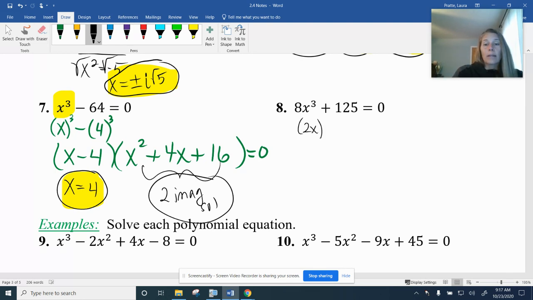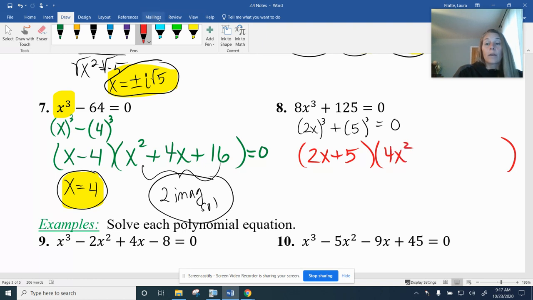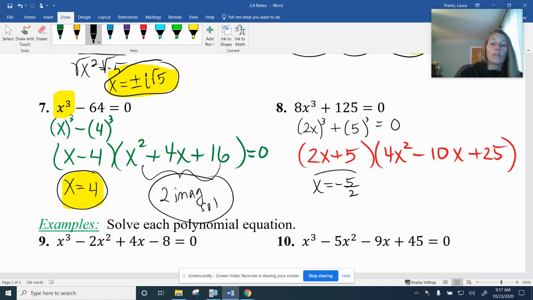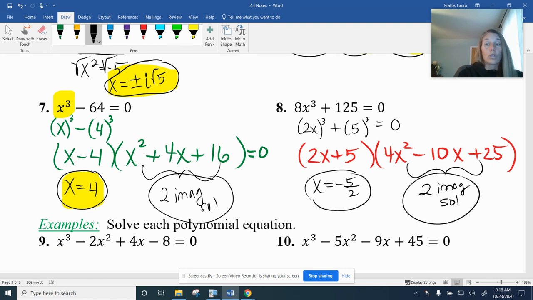Okay, number 8. So this is going to be 2x for my cubic root there, and then this 125, the cubic root of that is 5. So I have 2x plus 5 as my binomial, and then 4x squared minus 10x plus 25 as my trinomial. Once again, my real number answer is going to be negative 5 over 2 if I solve using zero product property. And this trinomial will give me 2 imaginary solutions. Okay? All right, and because this was a cubic problem, I had 1 real and then 2 imaginary.